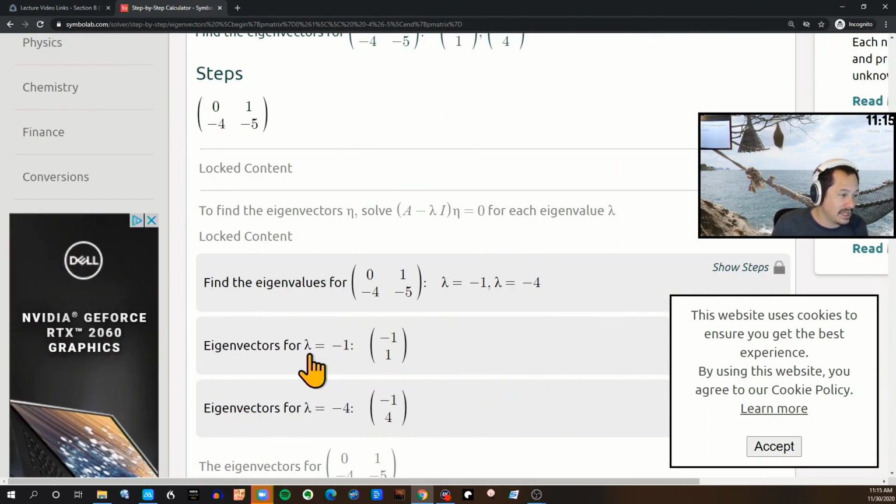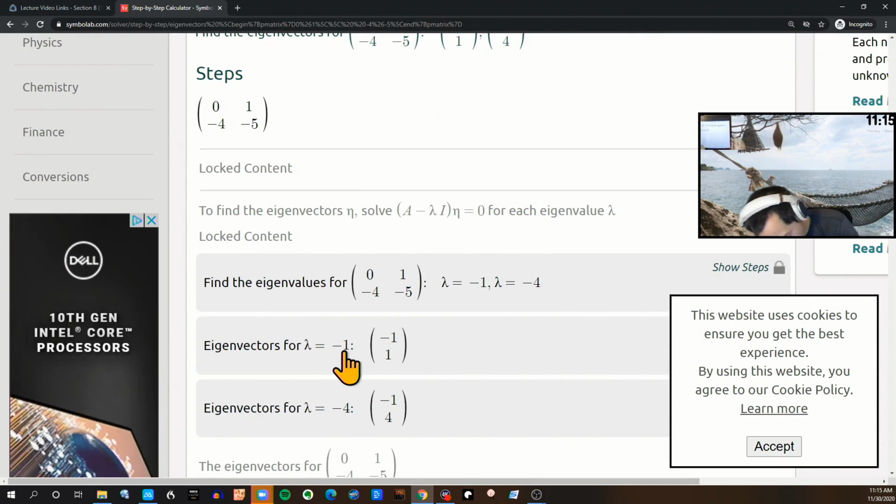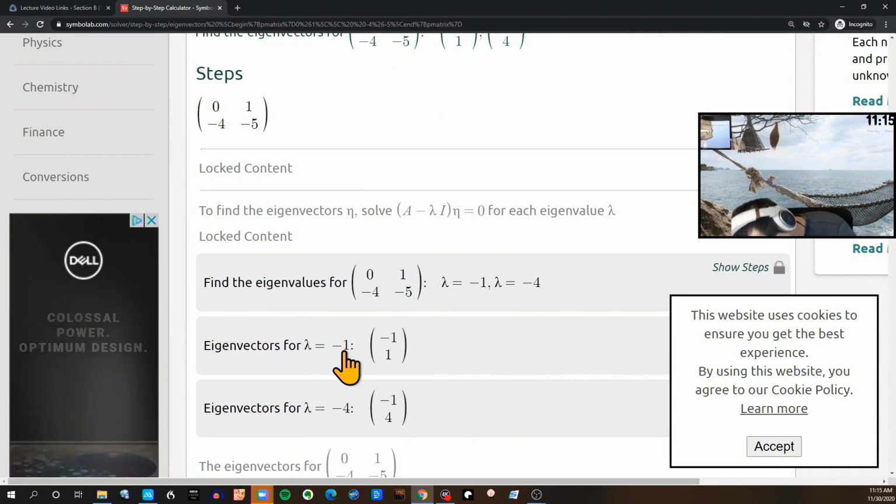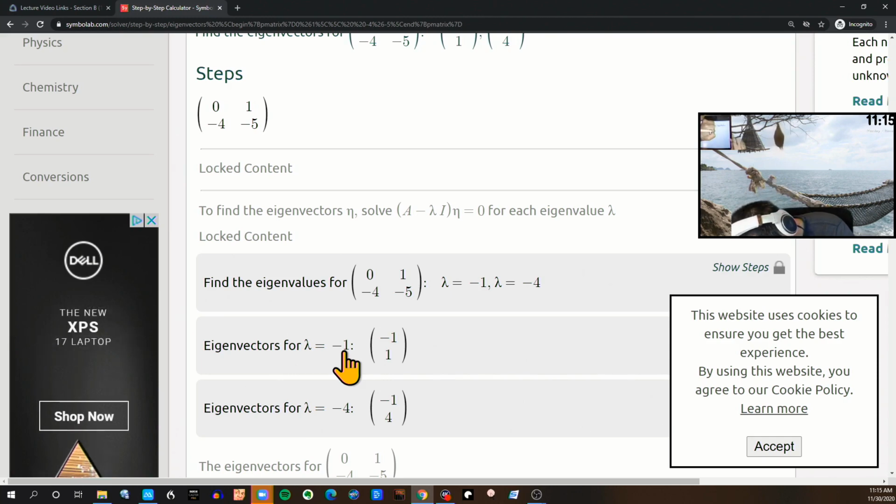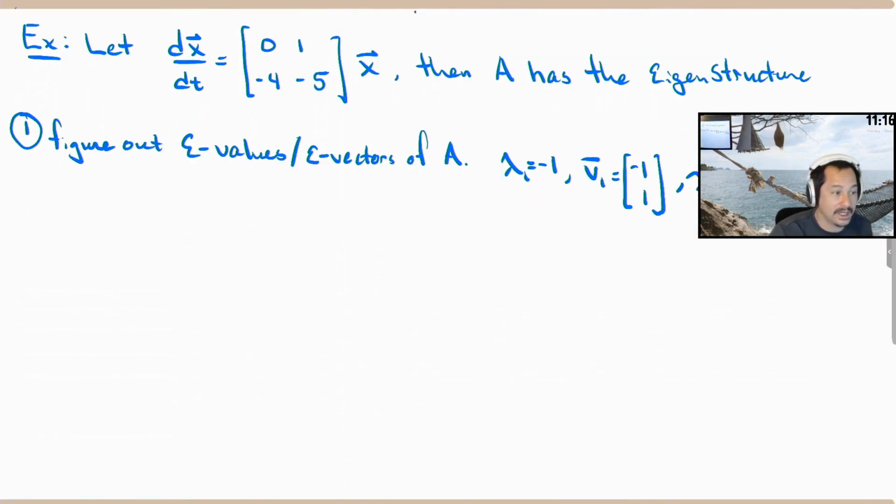So it tells me one of my eigenvalues is lambda1 equal -1, and the corresponding eigenvector V1 is equal to -1 and 1. Okay, there we go. And then I have lambda2 is equal to -4, and the eigenvector for that is V2 is equal to -1 and 4. Okay, so I have pulled up the eigenstructure from this computational tool.